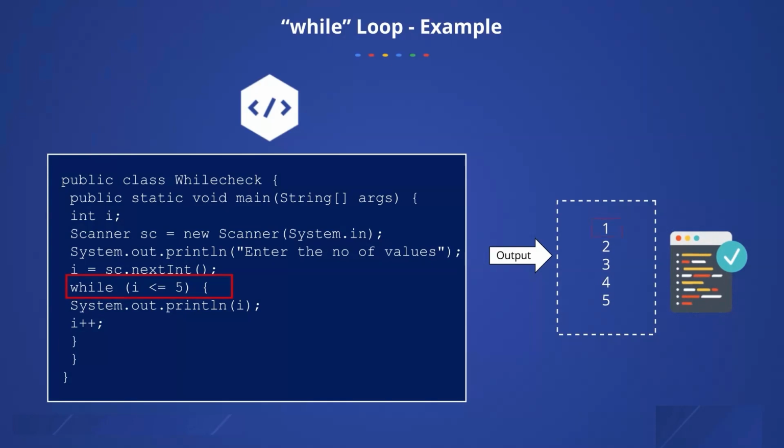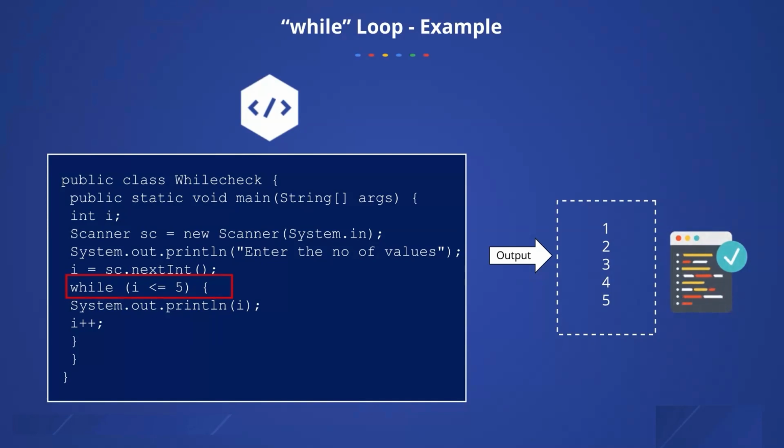Now 2 is also checked whether 2 is less than or equal to 5. Yes. Now 2 gets printed. You can see 2 gets printed. Then 2 gets incremented to 3. 3 checks whether it is less than or equal to 5, which is true. Then 3 gets printed. Similarly, 4, 5. And when 5 increments to 6, it will check 6 less than or equal to 5. No, it is not correct. So that's where it breaks.